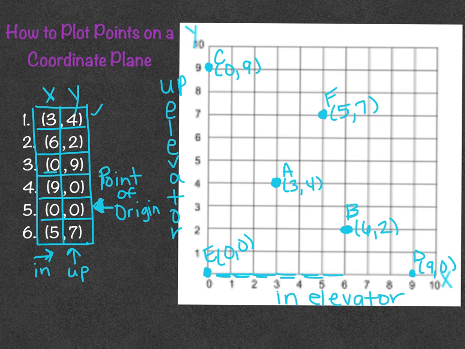Okay, and so on this one, it's just going over the ordered pairs. It's going over how to plot them on a coordinate grid. It's going over locating, so being able to really read the ordered pairs, remembering the rules of in the elevator, up the elevator, is going to help you with your assignment for this week.